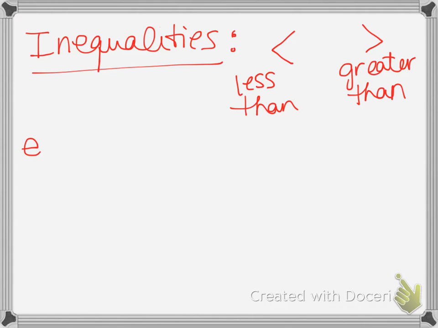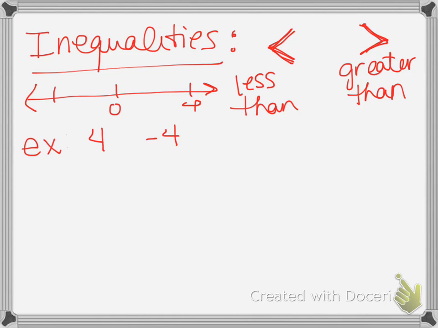So, for example, if I gave you 4 and -4, and I asked you to use either the less than symbol or the greater than symbol, well, I know based on my number line, here's 4, here's 0, and here's -4. Remember, this is bigger, and this is smaller. So +4 is greater than -4 because it's further up on the number line. It's more to the right.